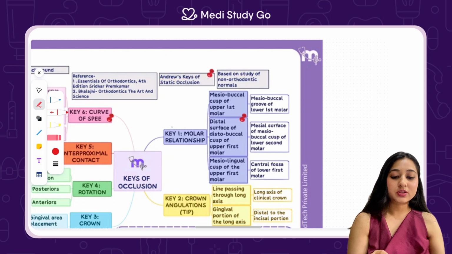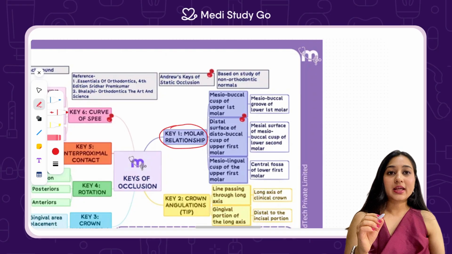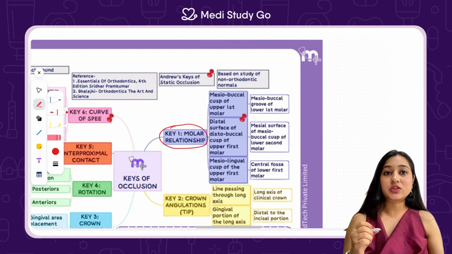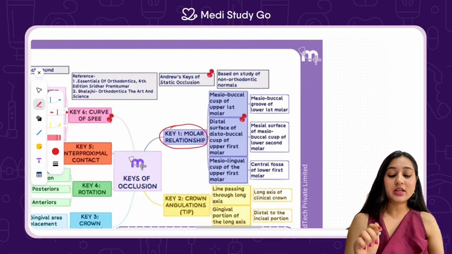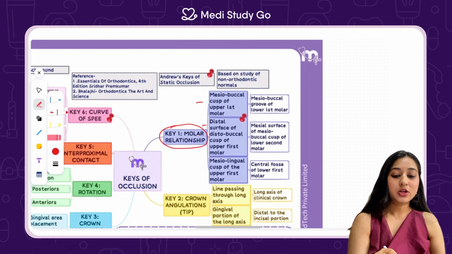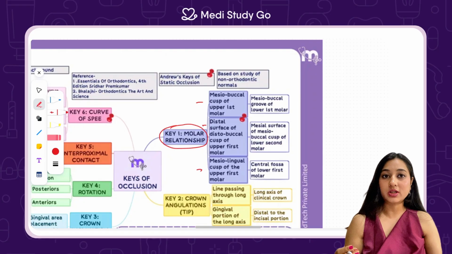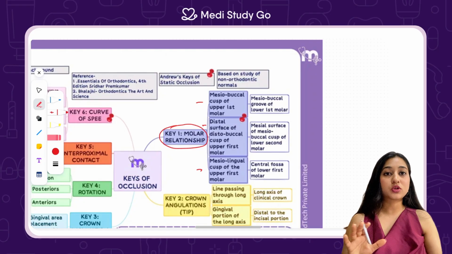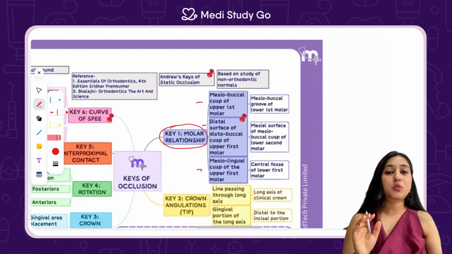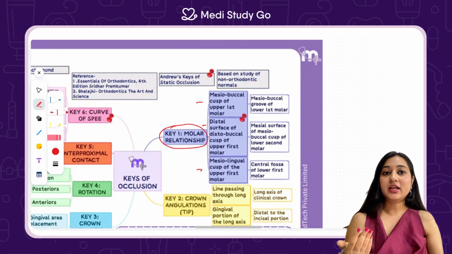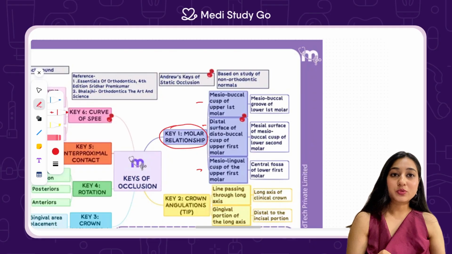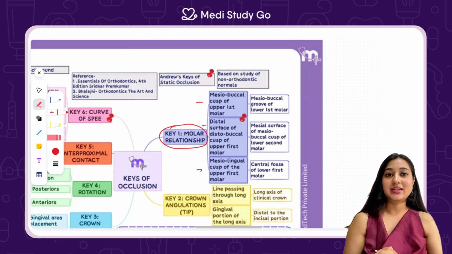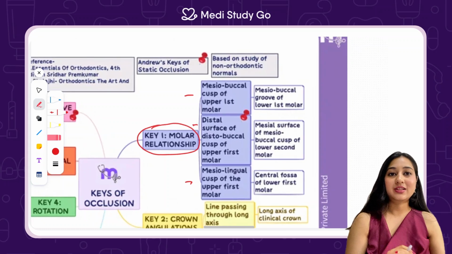Starting with the first key, which is molar relationship. In the Andrews 6 Keys of Occlusion, he has given 3 important landmarks to establish the proper molar relation. As compared to Angle's classification for the molar relation, where only one important landmark is used to describe the molar relationship, Andrews has given 3 important criteria. Let's look at these criteria one by one.